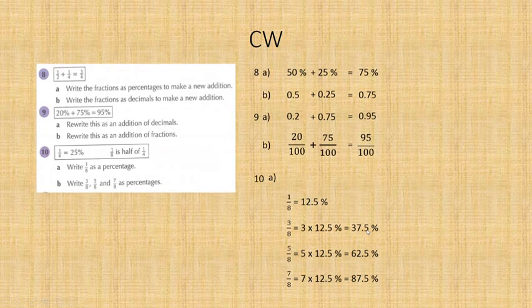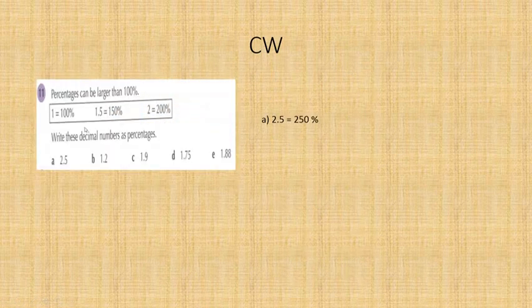And this is your classwork. Okay, so another one. Here, percentages can be larger than 100%. I need you to solve this question. So 1 equals 100%, and 1.5 is equal to 150%. And 2 equals 200%. So percentages can be larger than 100%. Yeah. So write these decimal numbers as percentages.